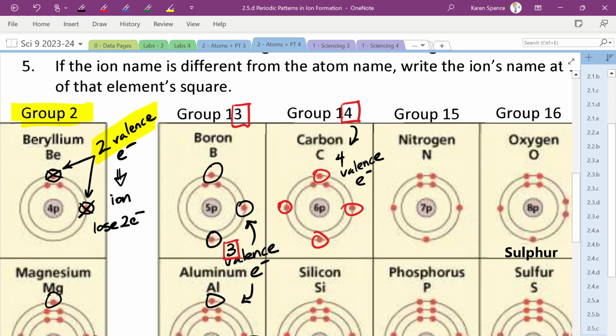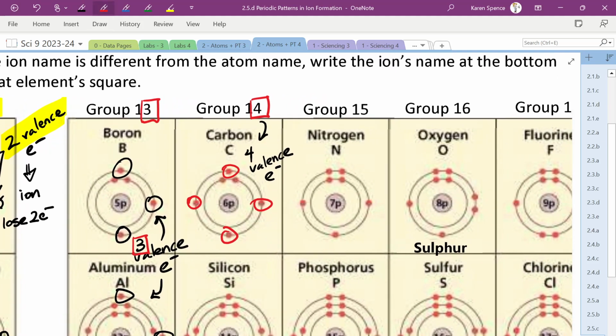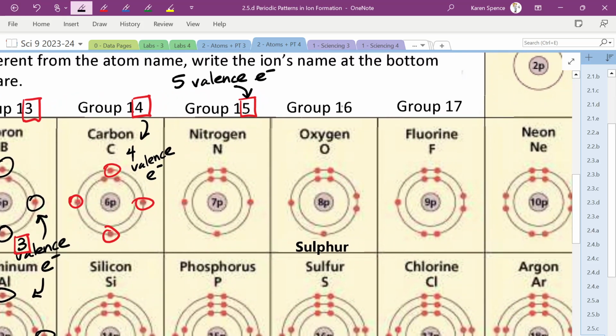Guess how many valence electrons are in group 15? 5. Group 15 has 5 valence electrons. Group 16 has 6 valence electrons. We can go through and circle them all if you want to. 1, 2, 3, 4, 5, 6. Group 17 has 7.